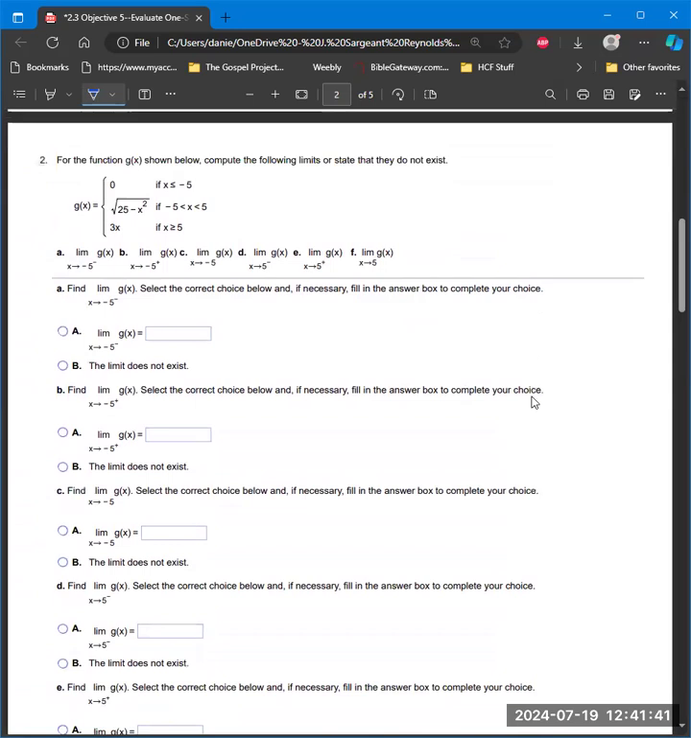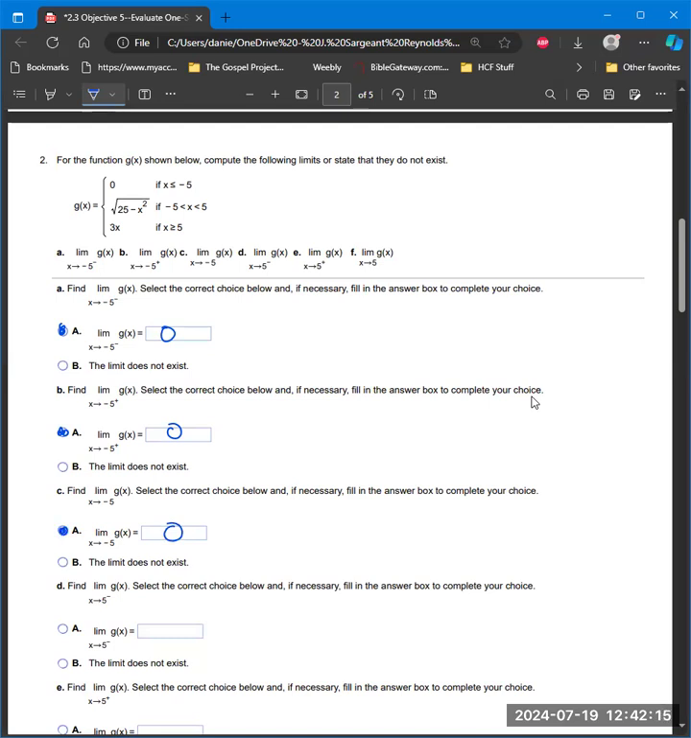Now let's look at coming at -5 from the left. It's going to be 0. Coming at -5 from the right, I'm going to stick that in here. -5 squared is 25. 25 minus 25 is 0. The square root of 0 is 0. And then coming at -5 from both sides, it approaches 0, so the limit exists and is 0.